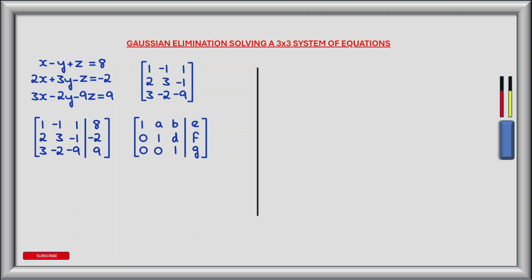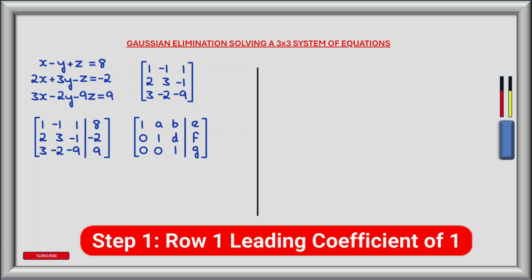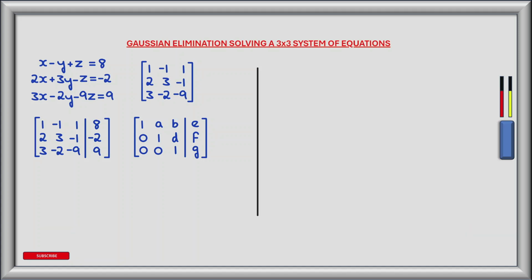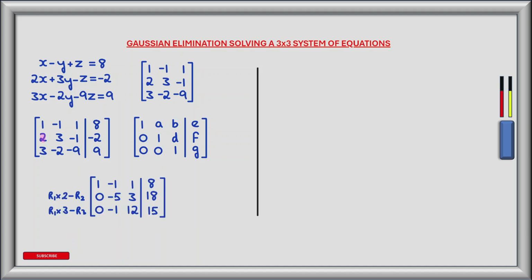Let's now apply these rules to our system of equations and demonstrate a step-by-step technique to reduce our matrix to row echelon form. For step 1, the first row needs to have a leading coefficient of 1. In this case, we are fortunate that this is already true without any matrix manipulation. For step 2, we need to use row operations to get zeros down the first column and below the first entry of 1. So now we need to replace this value of 2 with a 0.